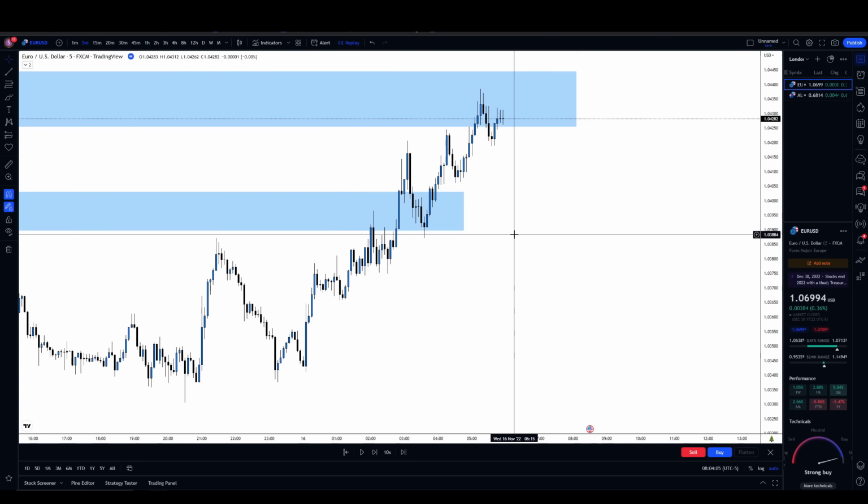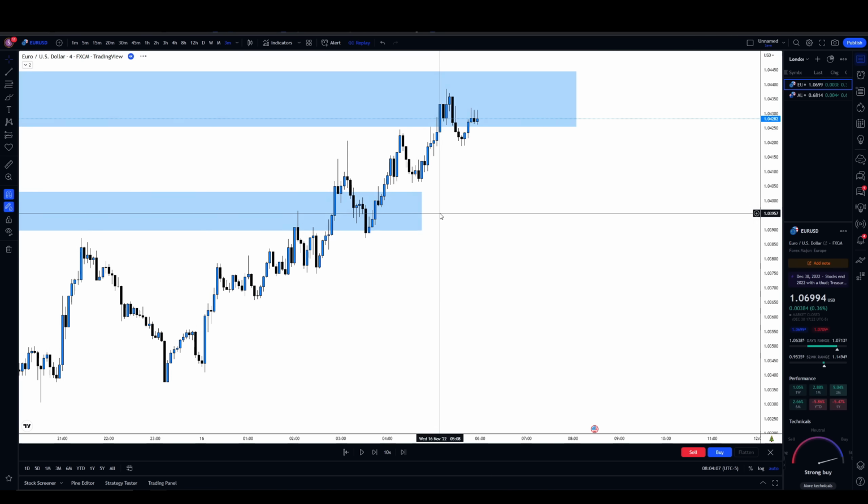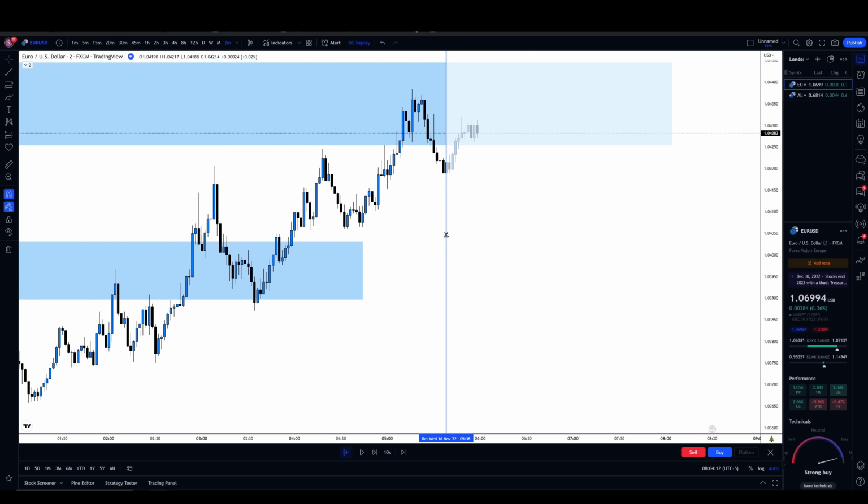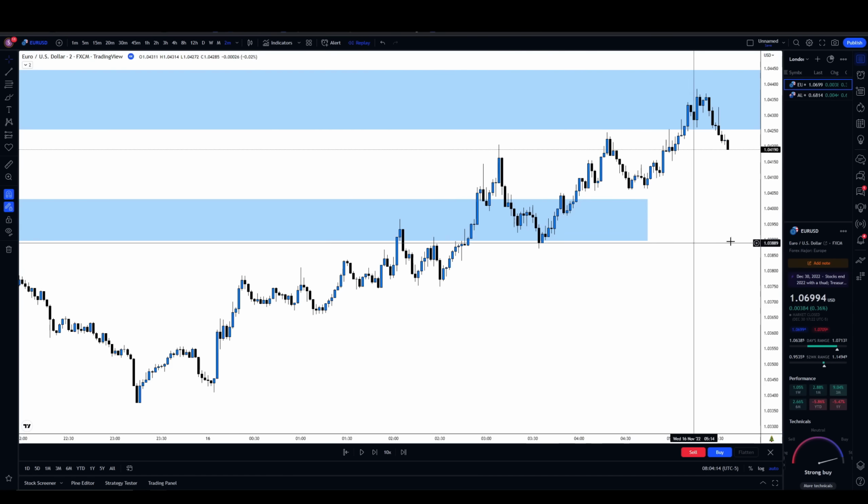So people get confused. Now this is where a couple of questions are raised, such as, when should I be using the smaller time frames? When should I be using the higher time frames? When should I be using this? When should I be using that?